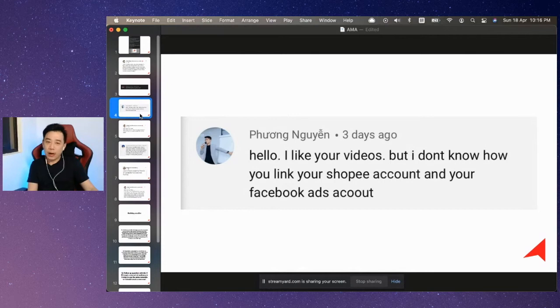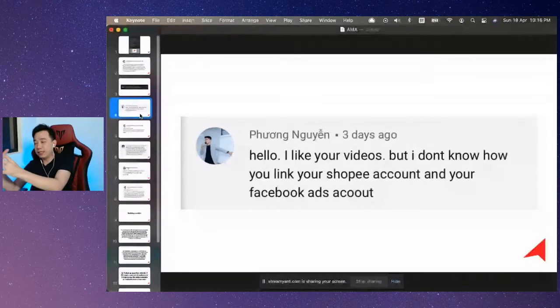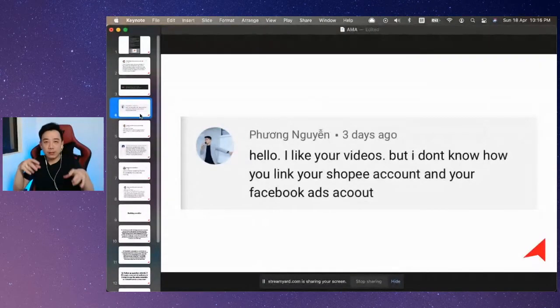So you don't know how to link your Shopee account and your Facebook ad accounts. Technically, there is no way. If you're talking about linking your Shopee account with your Facebook ad account, what I'm imagining you mean is that you want to have your Shopee store inventory or product catalog linked to your Facebook ad account. Now, the only way to get that is to have CPAS access.